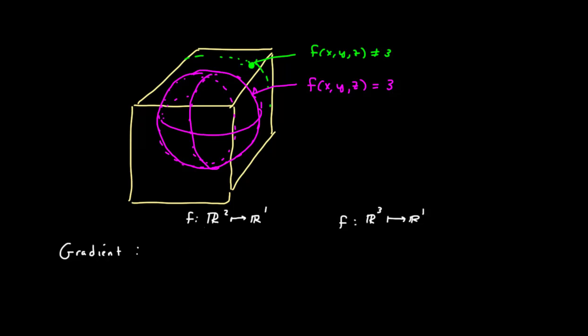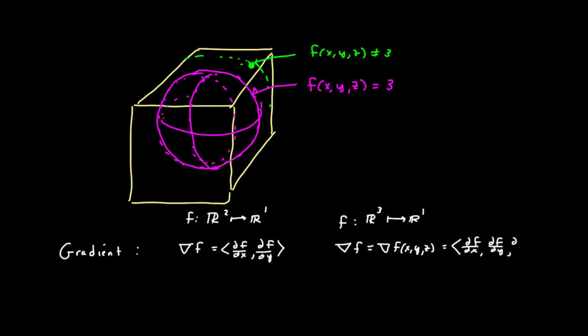Now a note on gradients. For functions that went R2 to R1, we talked about that gradient, which we labeled del f, which was partial f, partial x, comma, partial f, partial y. Now a gradient is just an extension of that. Del f, which is del f of x, y, z, for scalar function f of x, y, z, is just going to be partial f, partial x, partial f, partial y, partial f, partial z.